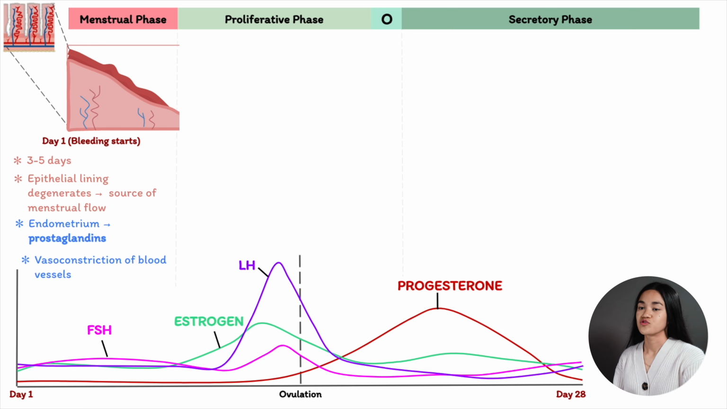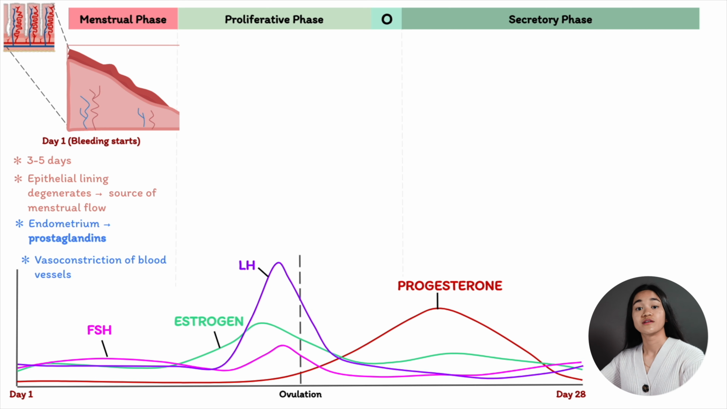And going back to the other layer of the endometrium, the basal layer, the stratum basalis, it remains unaffected because it's supplied by straight arteries. And so the functional layer is the only layer that is lost because it's supplied by spiral and coiled arteries. So that's the menstrual phase, usually days 1 to 5.